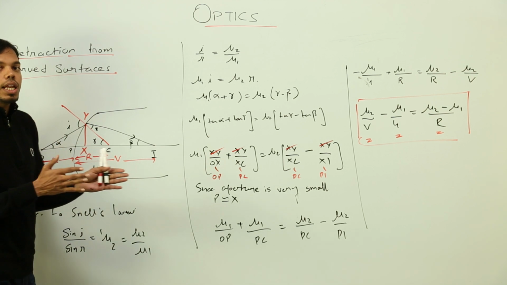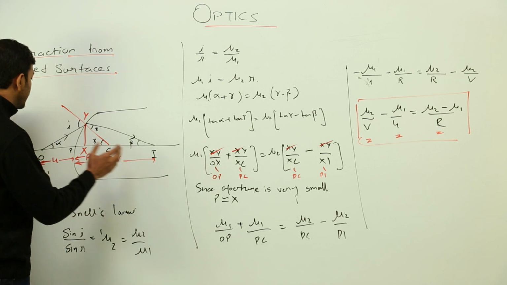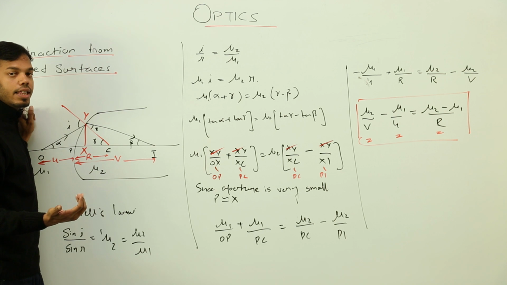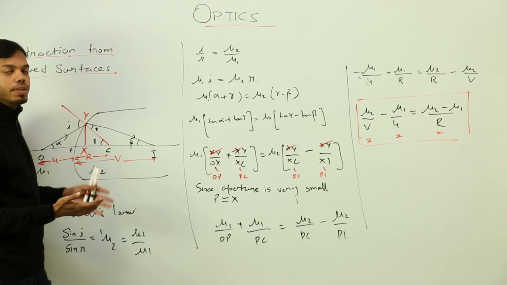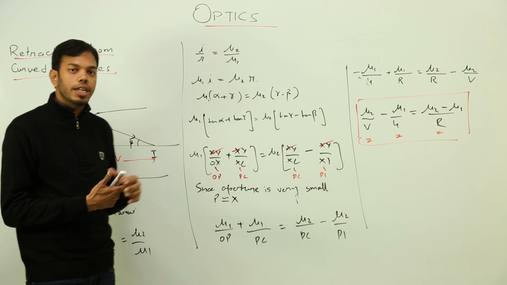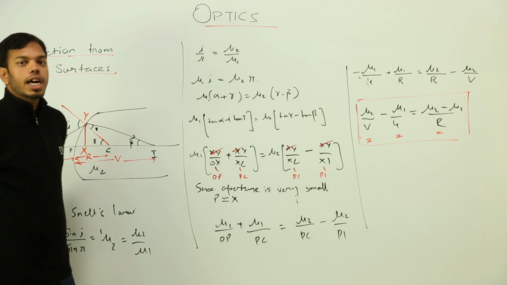Now the last part, when they say the object is placed in rarer medium, that means the derivation is from rarer to denser. And when they say the object is placed in denser medium, the refraction is from denser to rarer medium. So it will be the mu2 to mu1 thing, right? So that is how you have to do such kind of derivations.